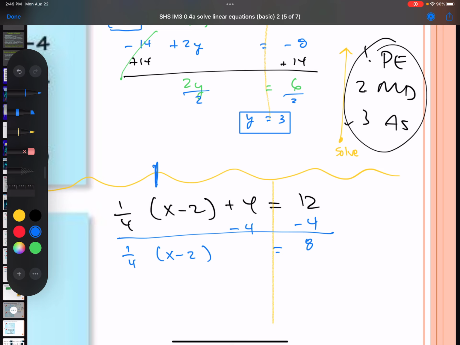Partner B, tell partner A what's one way of doing the next step. And partner A, tell them the other way that you could do the next step. Ready, set, go. Diego, what did Grace say? She said multiply both sides by 4. Yes.